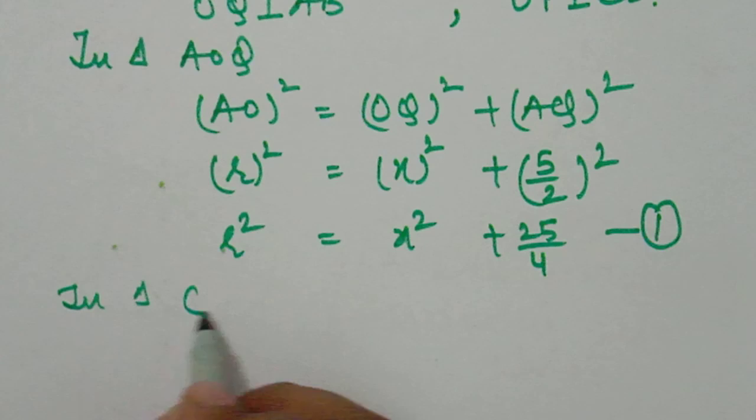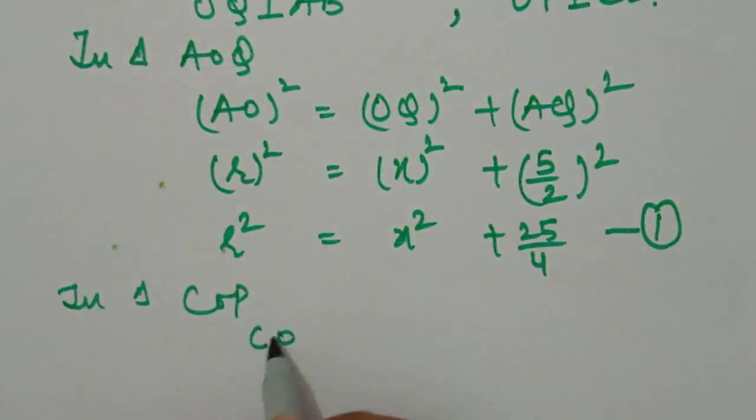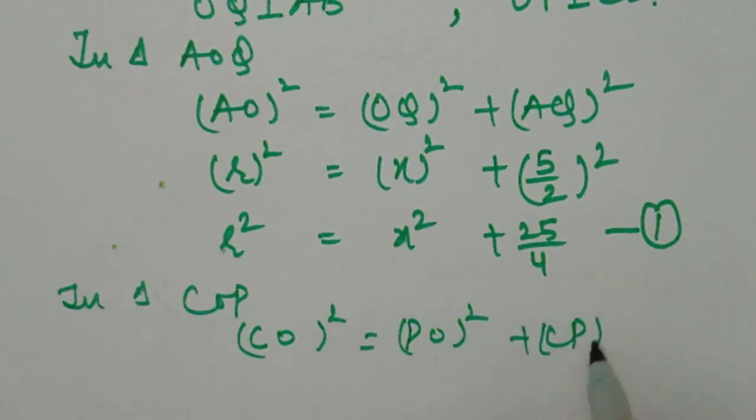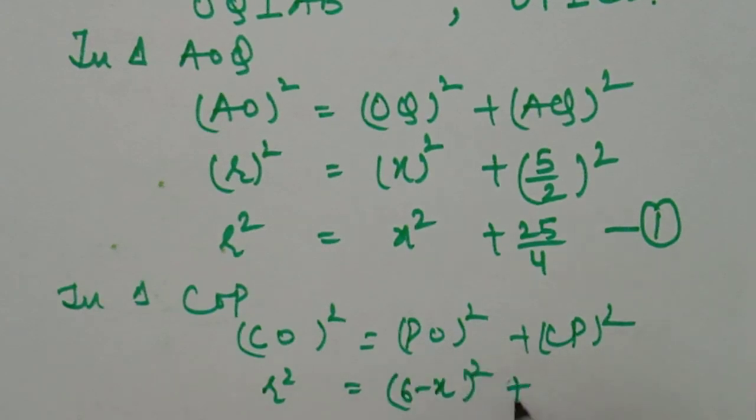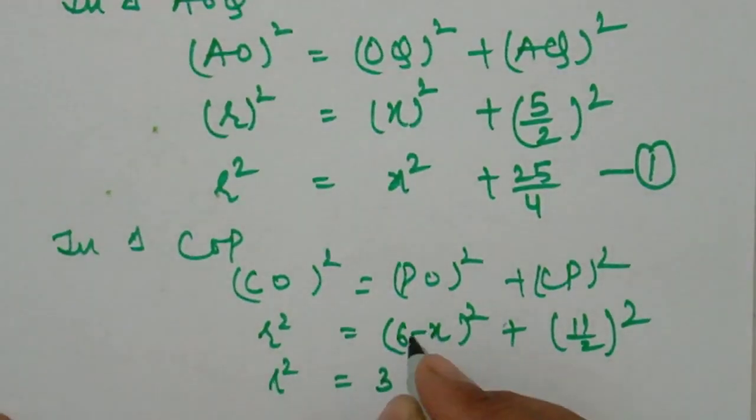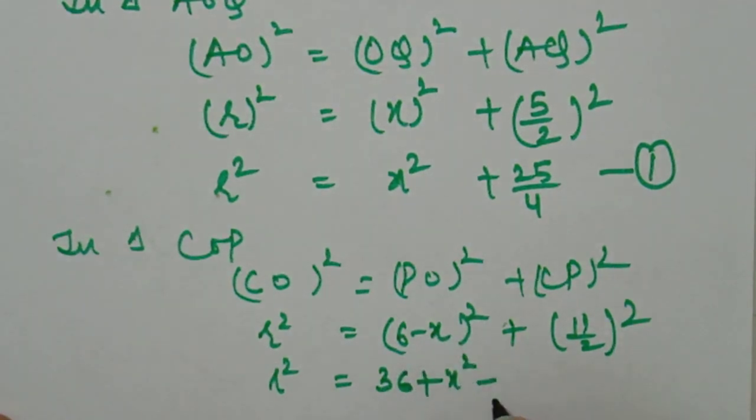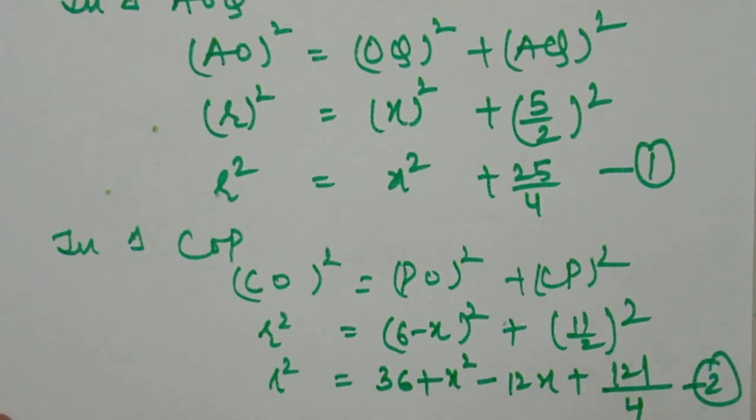In triangle COP, CO square is equal to PO square plus CP square. It is r square, it is also 6 minus x, whole square, plus 11 by 2 square. So it is r square, then we will open this whole square. A minus b whole square is a square plus b square minus 2ab. So 36 plus x square minus 12x plus 121 upon 4. This is our equation number 2.